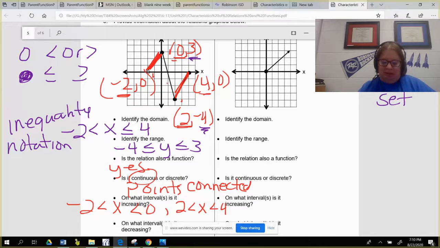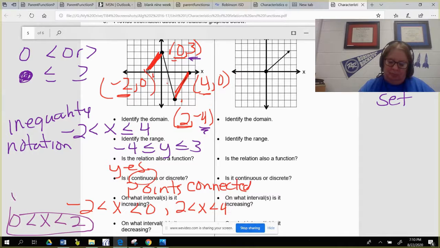The last question says, on what interval is it decreasing? I'm not going to try to move this because I have to erase everything. I'm just going to change color. On what interval is it decreasing? Where does it start decreasing? At 0. Where does it stop decreasing? At 2. That's a decrease.